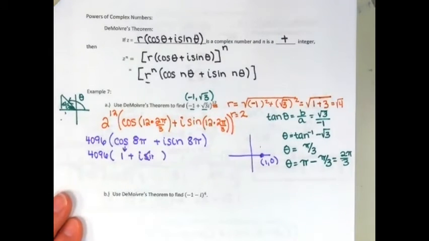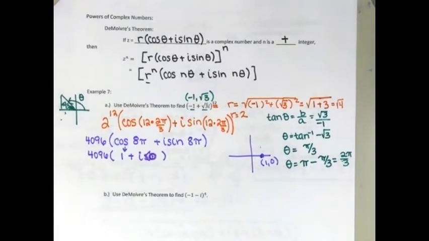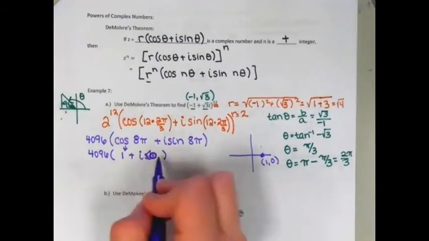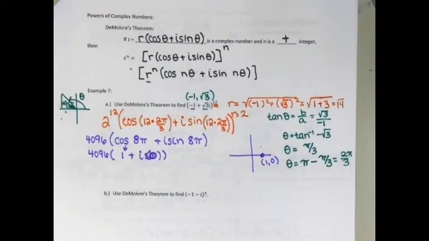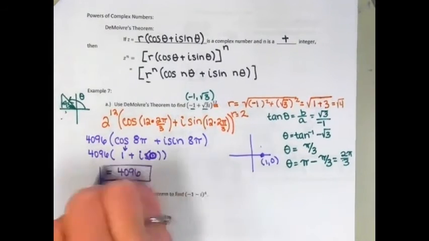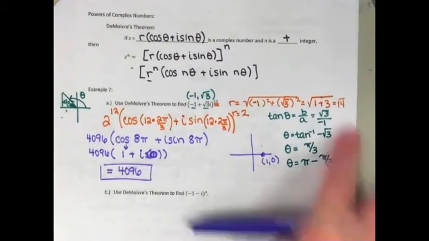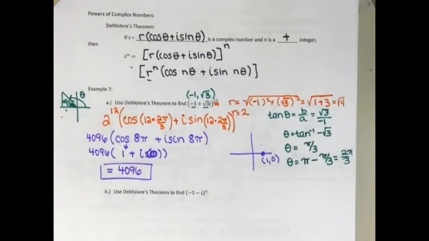And what's the sine of 8 pi? 0. Sorry, 0. I keep writing sine again. So then what is 4,096 times 1 plus 0 times I? 4,096. And wasn't it a lot easier than having to FOIL all that? Yeah, we had to do a little bit of work here calculating where the theta is, which is probably the hardest part of that. Right? All right, let's do it again.